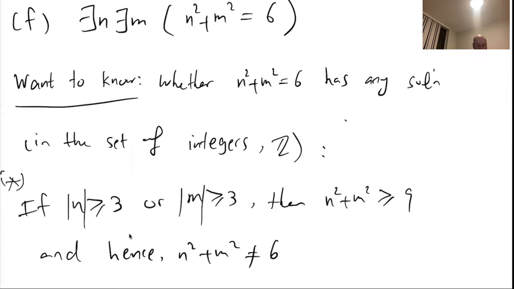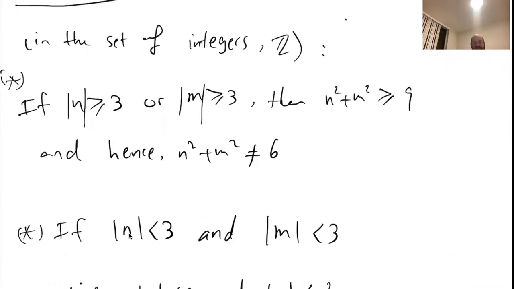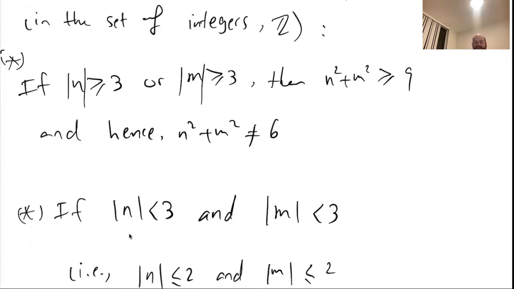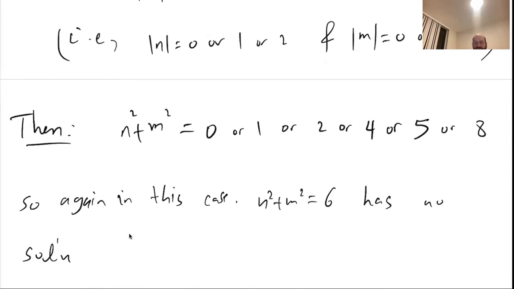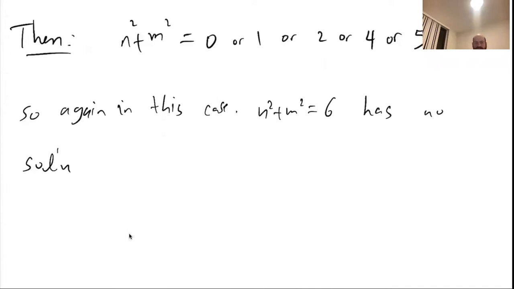So in case 1, we basically divided all possible cases into 2 cases. We have 2 numbers. Either at least one of those 2 numbers has absolute value bigger than or equal to 3, which we covered in case 1, or both of those numbers have absolute value less than 3, which we covered in case 2. Either in case 1 or case 2, n squared plus m squared cannot be equal to 6. So overall, n squared plus m squared equals 6 has no solution.